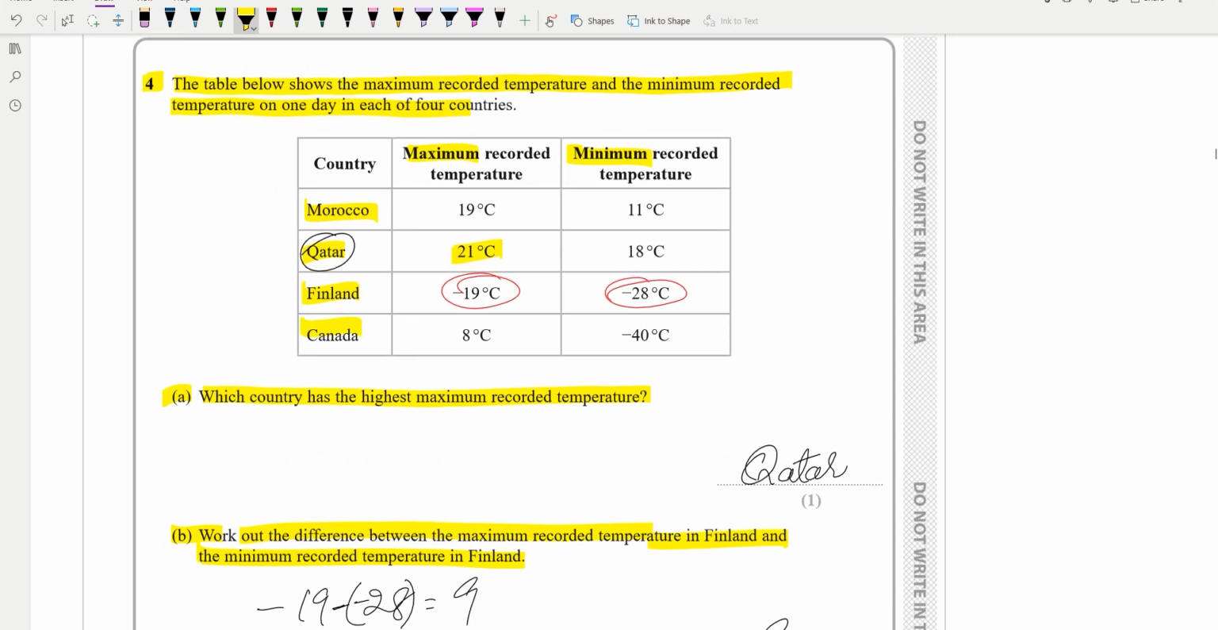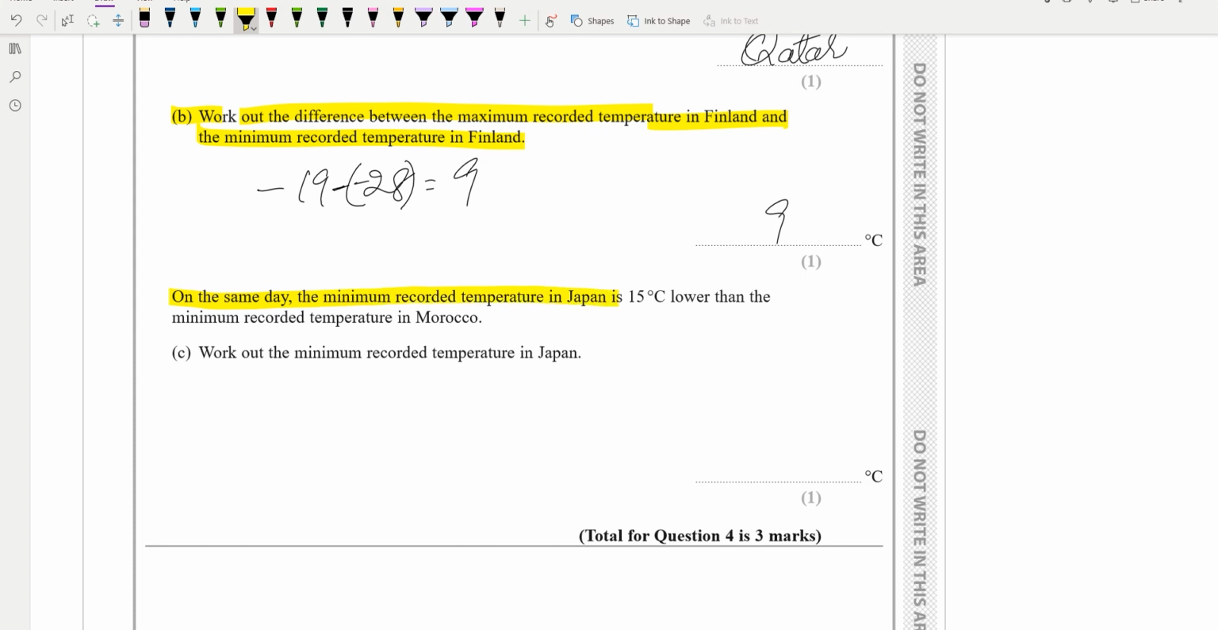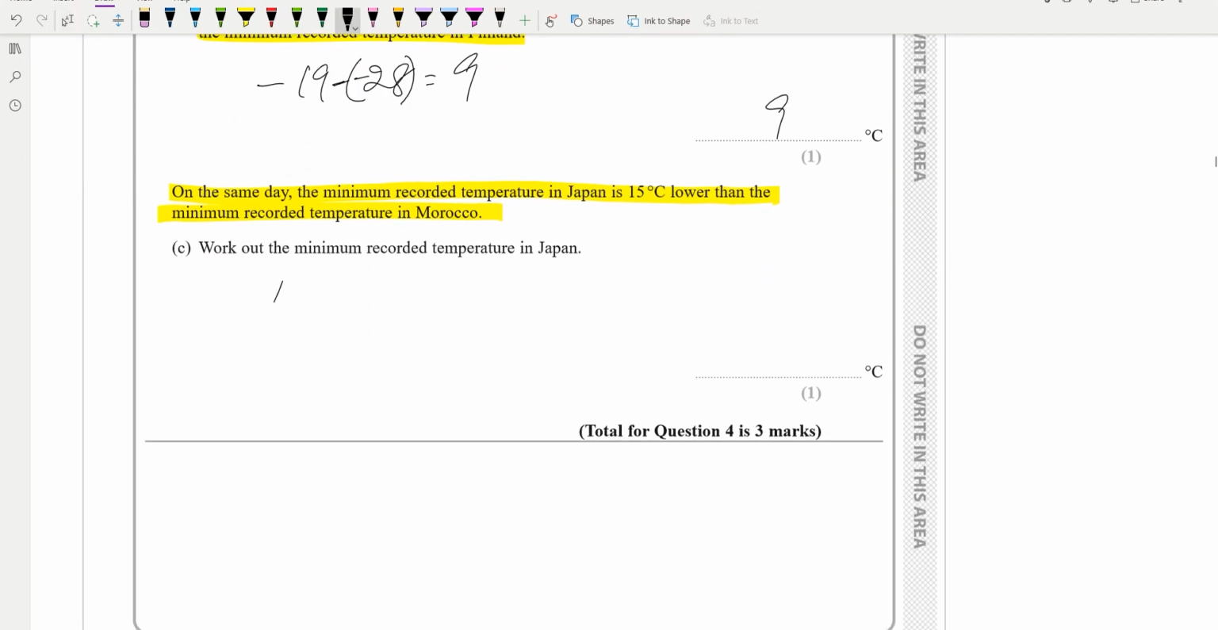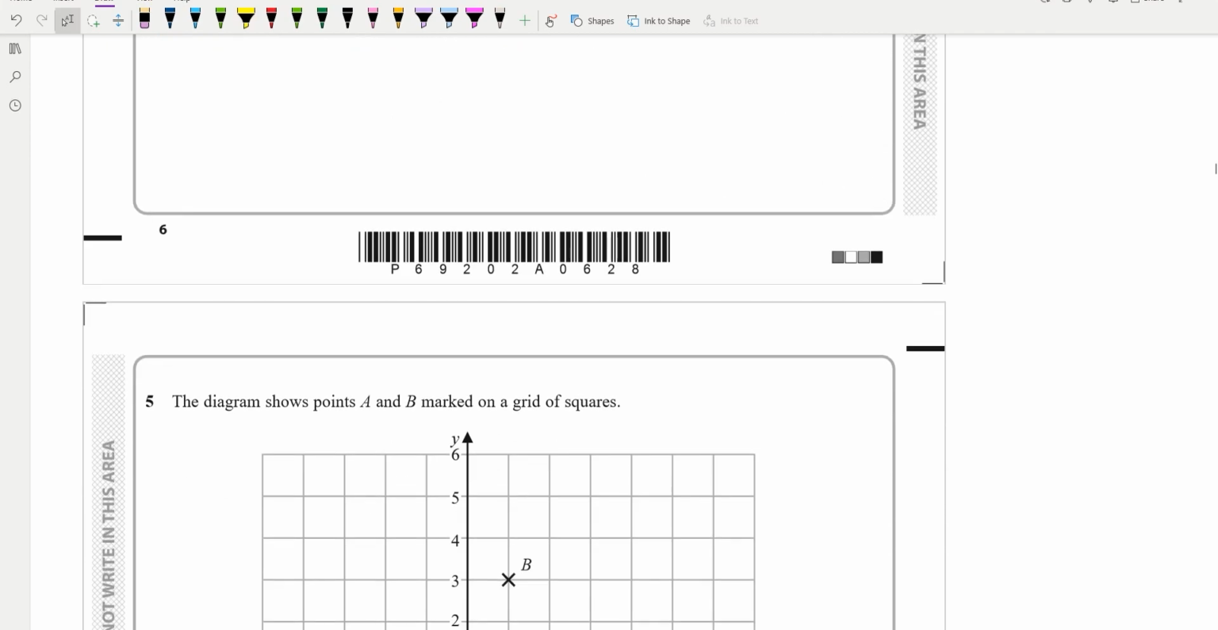Morocco is 19, so 19 degrees Celsius. On the same day, the minimum recorded temperature in Japan is 15 degrees Celsius lower than the minimum recorded temperature in Morocco. Morocco minimum temperature is 11, so 11 minus 15, because 15 degrees Celsius lower, so this will be equal to minus 4 degrees Celsius, and it will be minus 4 degrees Celsius will be the answer, which we have calculated as the minimum recorded temperature in Japan.